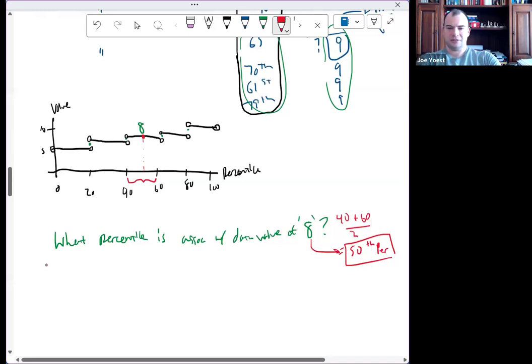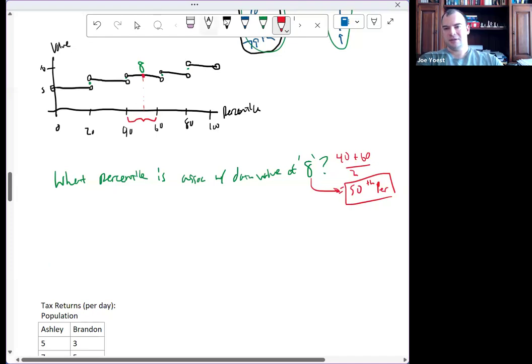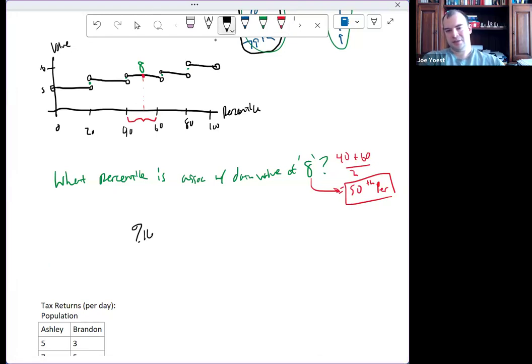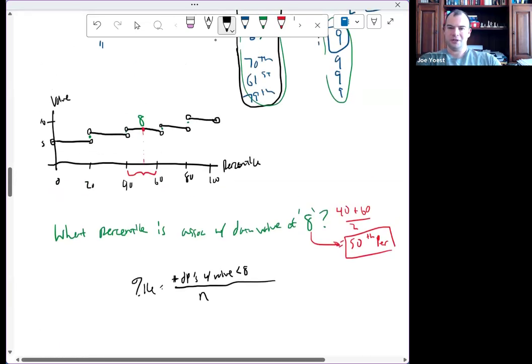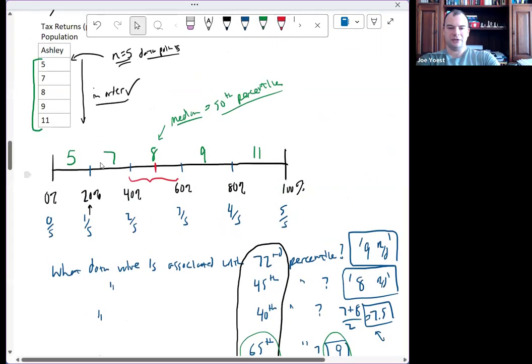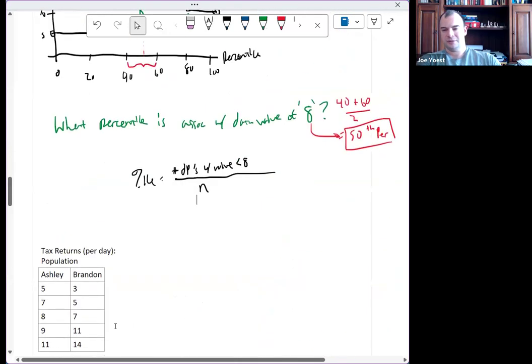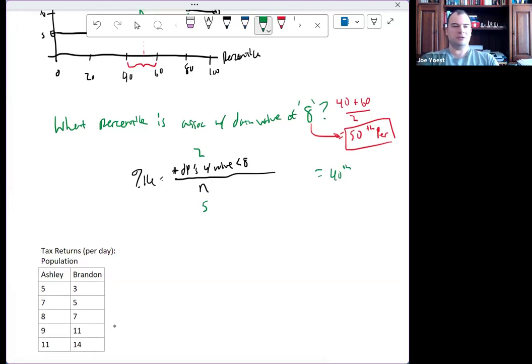Now, the other thing to note is how can I get this? The percentile is the number of data points with value less than 8, over n. So this is what your book would say. This would give, what's the number of data points with values strictly less than 8? 5 and 7, that's 2. Over n is 5. That would be the 40th percentile. That would be 40%.